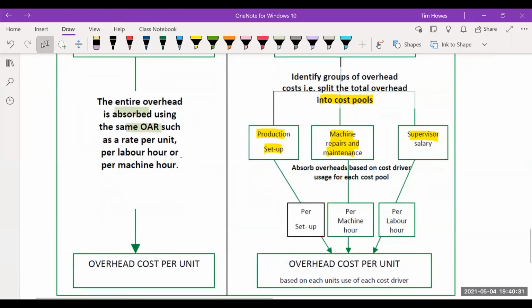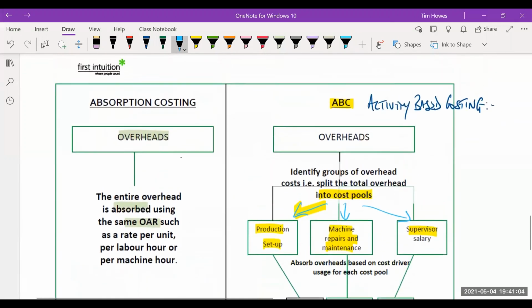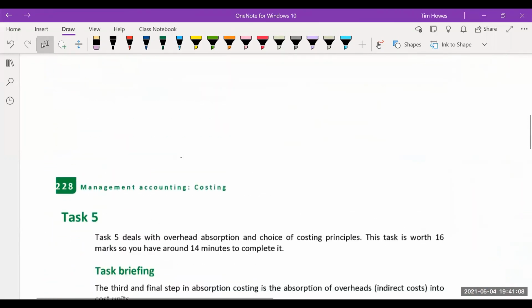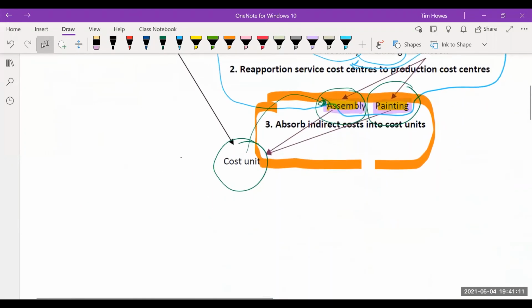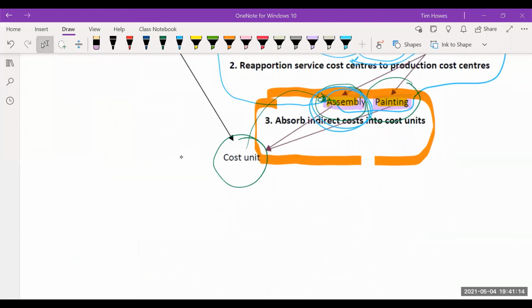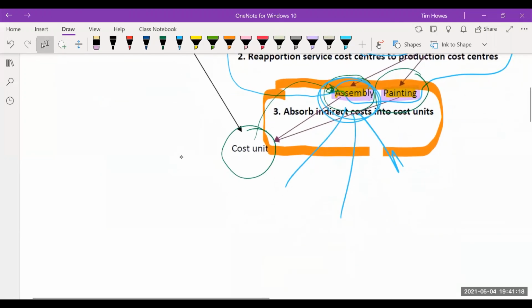And all we're trying to do is, rather than having one figure to suck it up based on labor hours or something like that, we're going to say, right, let's take the cost, which would have been one figure, and split the overhead cost into pools, and then let's absorb them on individual bases. So per setup, per machine hour, per labor hour for supervisory labor, and things like this. So in effect, what activity-based costing does is just gets into the nitty-gritty and says, assembly, you've got some figures. Let's break those down into what drives those figures.